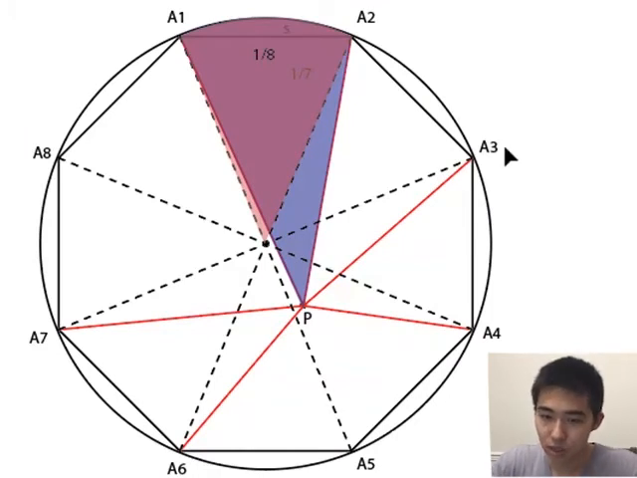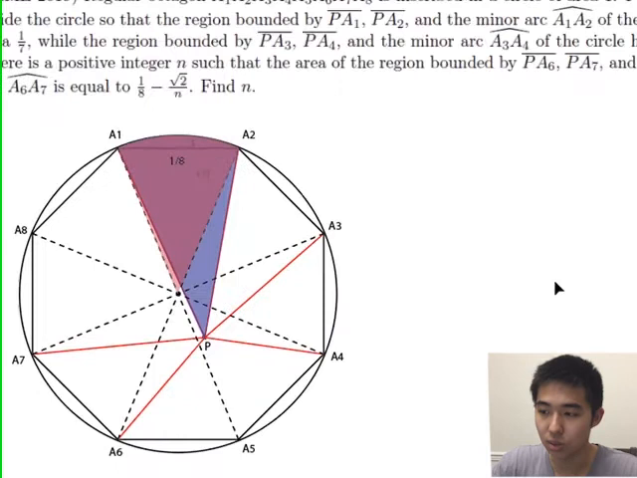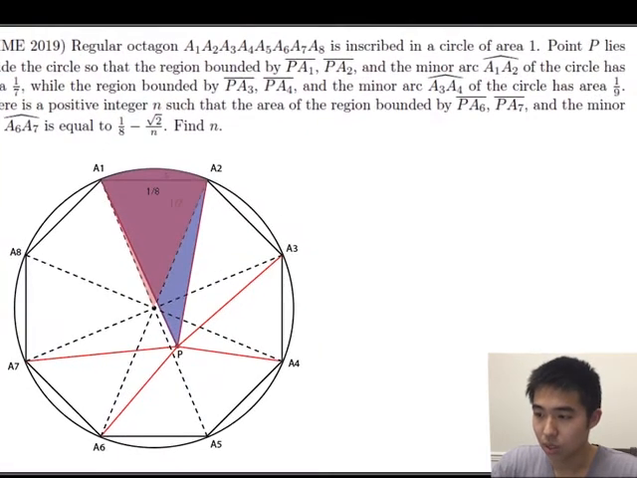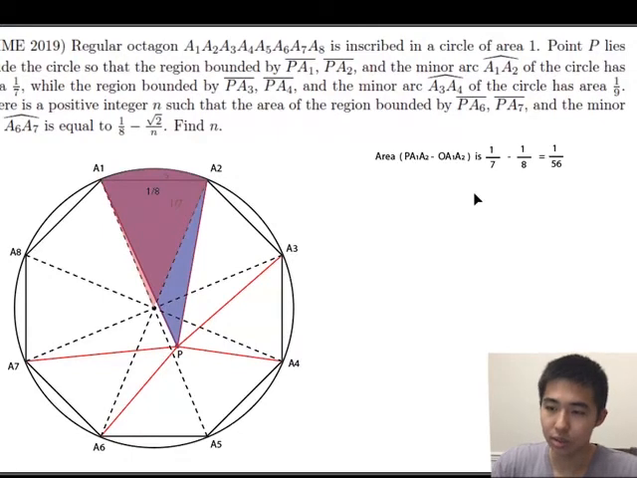So notice that since they both share the same area between the chord and the arc, the difference in the areas between these two regions is the same as the difference in area between the two triangles PA1A2 and OA1A2. So this means that the area difference is 1/56.